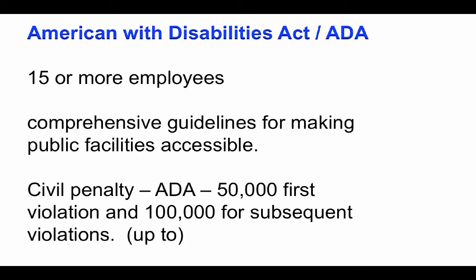A business with 15 or more employees has to abide by ADA. What it is, it's comprehensive guidelines for making public facilities accessible. And here are your penalties. Try to remember your penalties. Most of them are $50,000 or $100,000. And if you can't remember them, at least bring it down to those two when you're choosing.